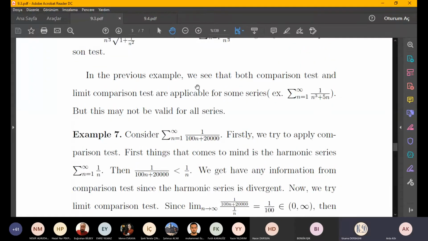Okay, let's... We can also use the comparison test. Yes. Why should we go to the limits? It is up to you. You can use it. Even as we wrote here, in the previous example, we see that both comparison test and limit comparison test are applicable for some series, for example, for this one. So you can use it. Okay? I see.